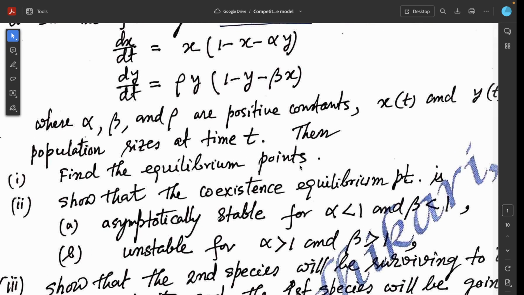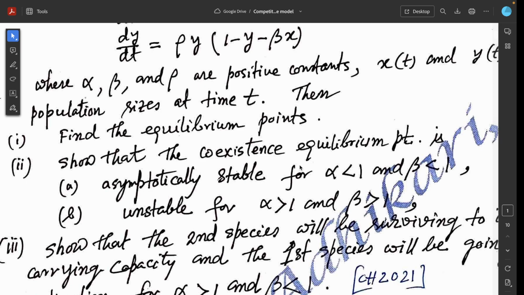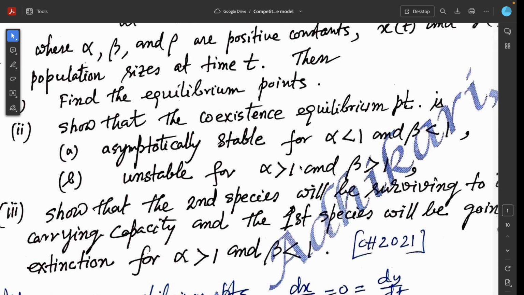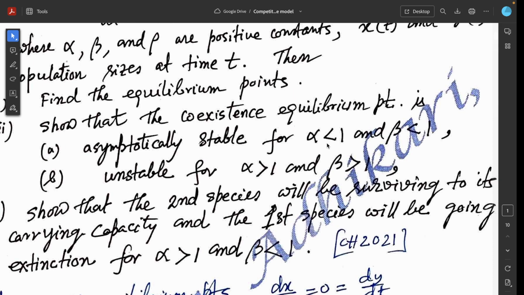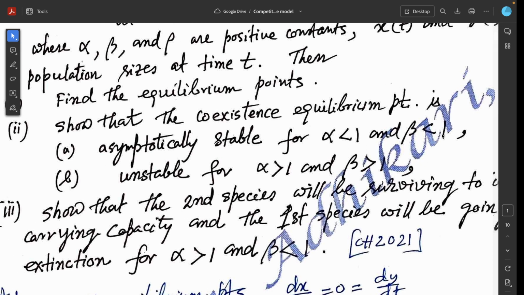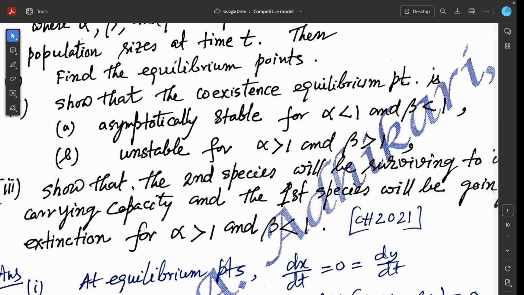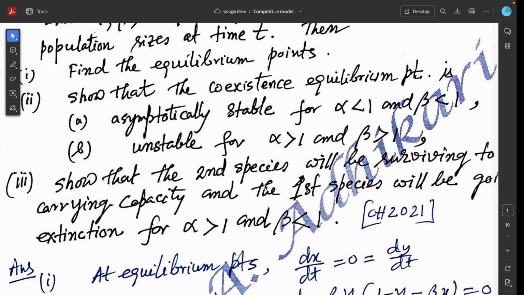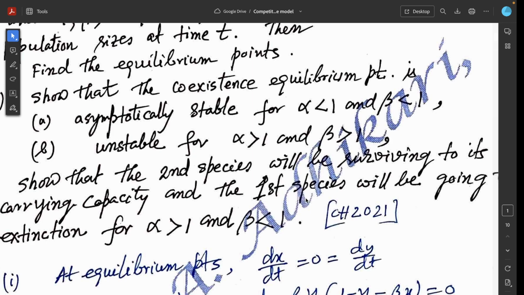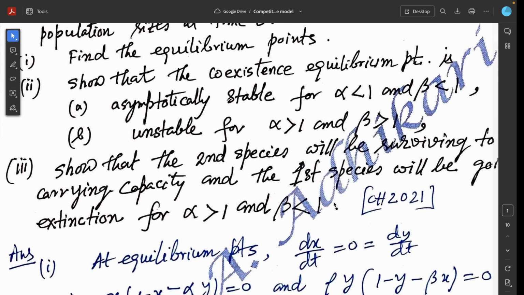at time t. Then find the equilibrium points, so that the coexistence equilibrium point is asymptotically stable for alpha less than 1 and beta less than 1, and unstable for alpha greater than 1 and beta greater than 1. Next, show that the second species will survive to its carrying capacity and the first species will go to extinction for alpha greater than 1 and beta less than 1.